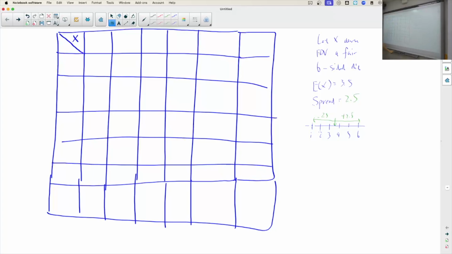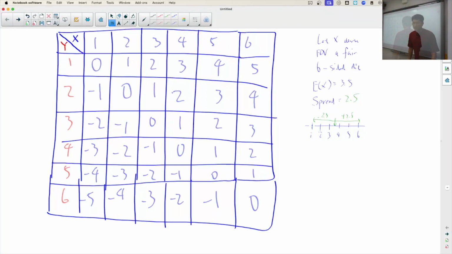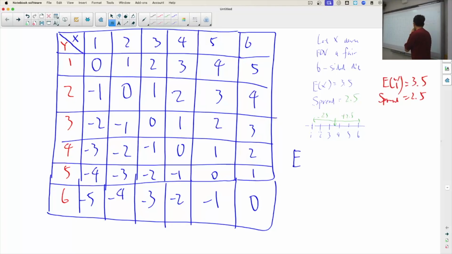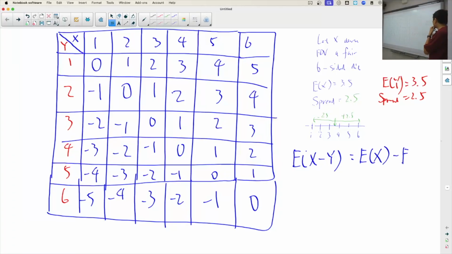Let's call this X. X is a blue die, and Y is a red die. I'm going to take the value of X minus the value of Y, so this will be your table of outcomes of X minus Y. Then let's find the expected value of X minus Y. For those of you who know, how do we do something like this? This equals the expectation of X minus the expectation of Y. So the expected value is 0.